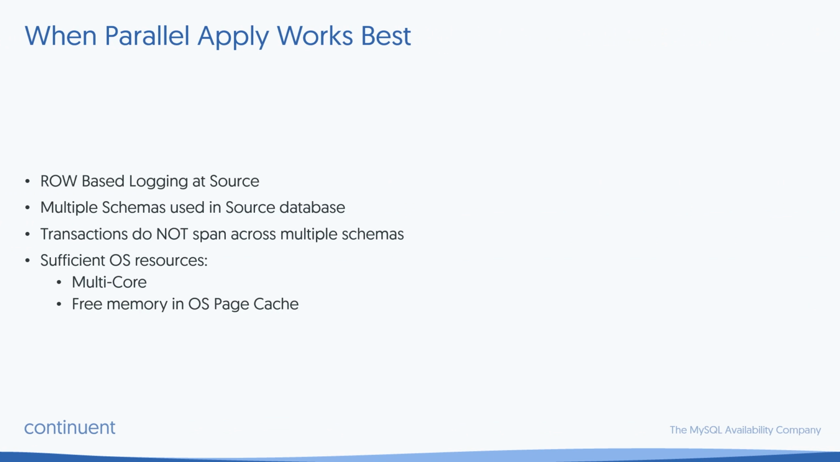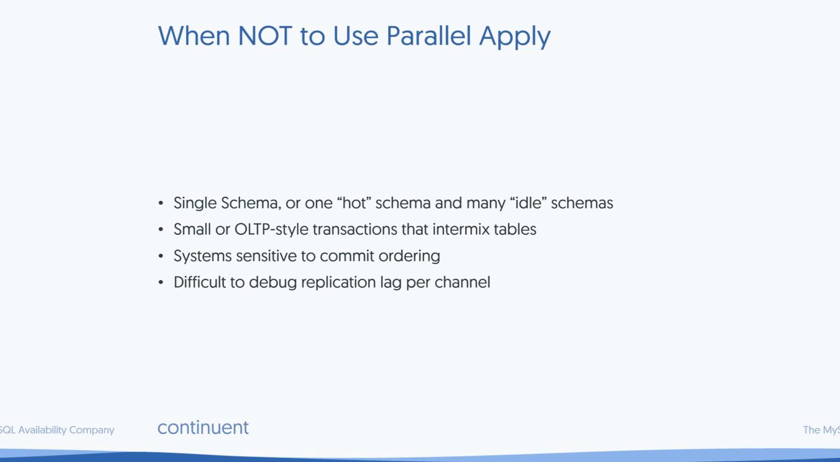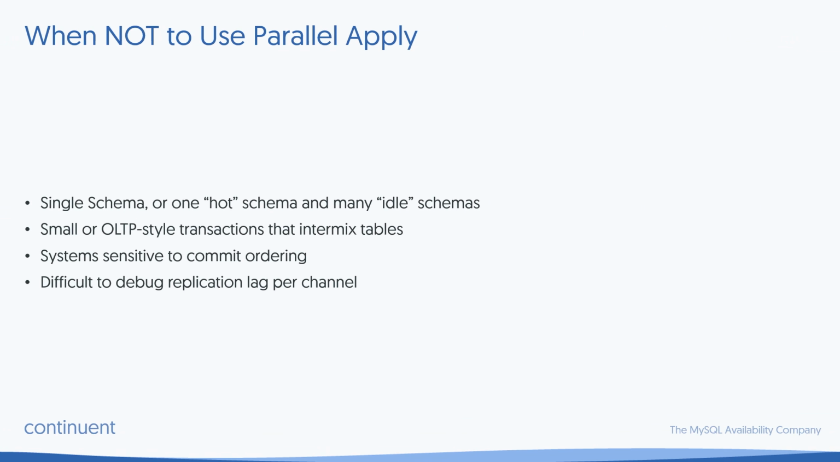You must use row-based logging to ensure the replicator can correctly identify and distribute the transactions. It works best with multiple schemas and, most importantly, transactions that do not span across them. There are additional overheads at the OS level that should also be considered, ensuring the host has the power to process the workload and enough memory in the OS page caches. So when not to use it? Well, it's not a universal solution.